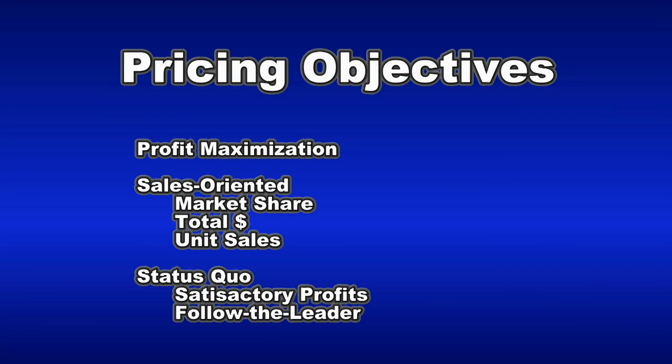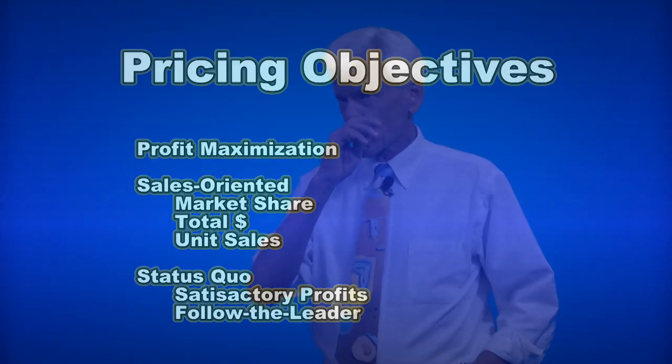Well, let's first of all take a broad overview of pricing issues and concepts by looking at some pricing objectives. Basically we've got profit-oriented, sales-oriented, and status quo. And an ultimate strategy is probably going to be some combination of all these things, particularly profit-oriented vis-a-vis sales-oriented. So let's think about these one at a time.